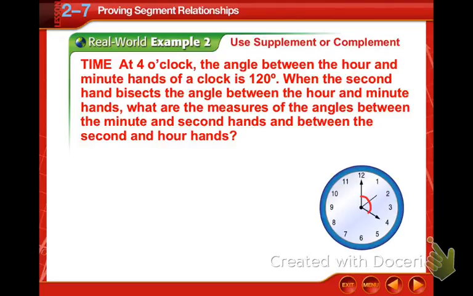So bisect means that it cuts it in half. So that means that our two angles here, this one in red and this one in blue, are the same. So we just need to take our 120 and divide by 2. It's 60 degrees.